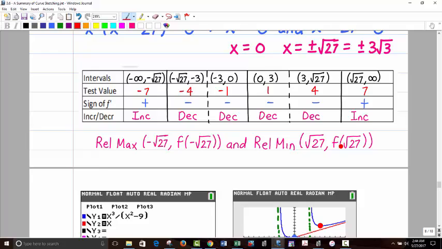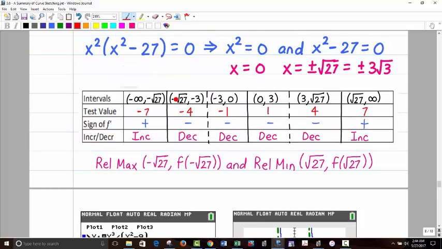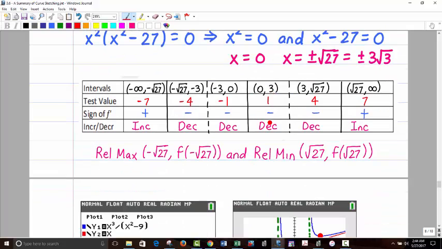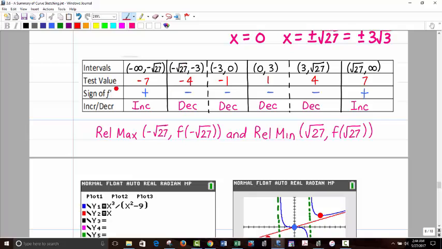I didn't show where I put them in there, but obviously, go ahead and check it. You would need to. Obviously, I would have plugged these into the first derivative. I got plus, 4 minuses in a row, and then plus. So the first one goes increase to decrease. So I got a relative max at -√27, f of -√27. Decrease to increase, I got a relative min at √27, f of √27.